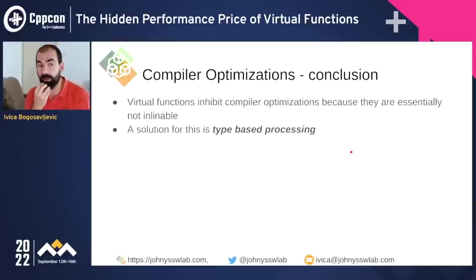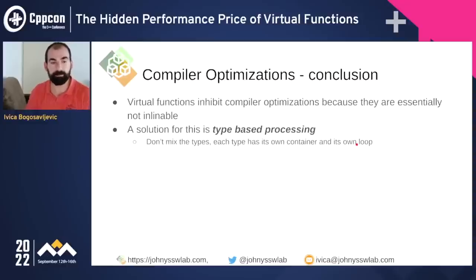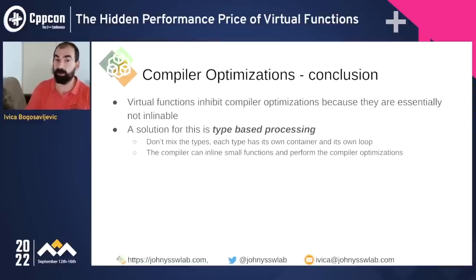So how do you deal with this? The solution is called type-based processing. First, you don't mix types. Each type has its own container and its own loop. So the compiler can inline small functions and perform various compiler optimizations. This is already implemented as part of Boost, in Boost base collection.